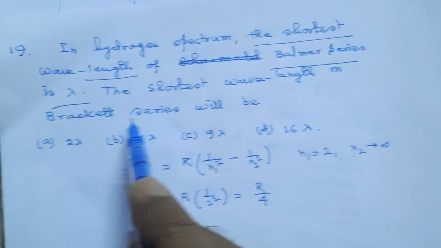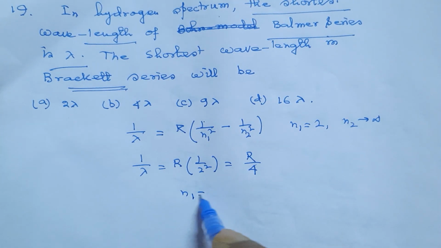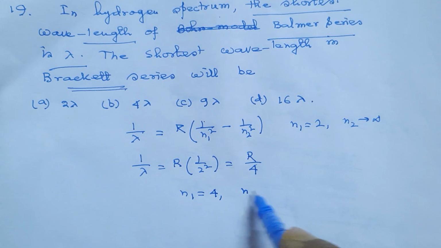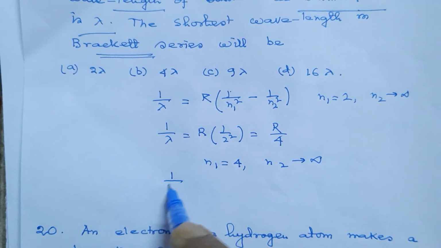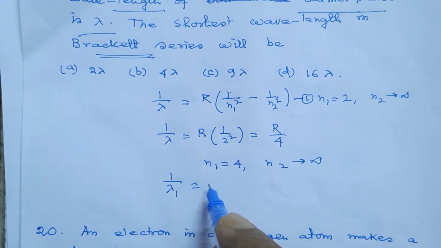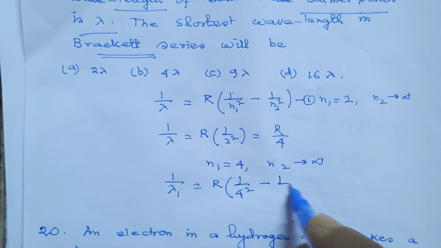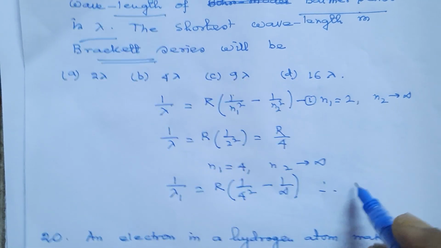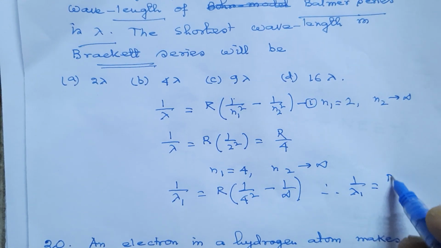The shortest wavelength in the Brackett series: for the Brackett series, we know that n1 equals 4 and n2 tends to infinity. In that case, if the corresponding wavelength is lambda 1, from equation number 1, we can write 1 by lambda 1 equals R into 1 by 4 square minus 1 by infinity. So 1 by lambda 1 equals R by 16.